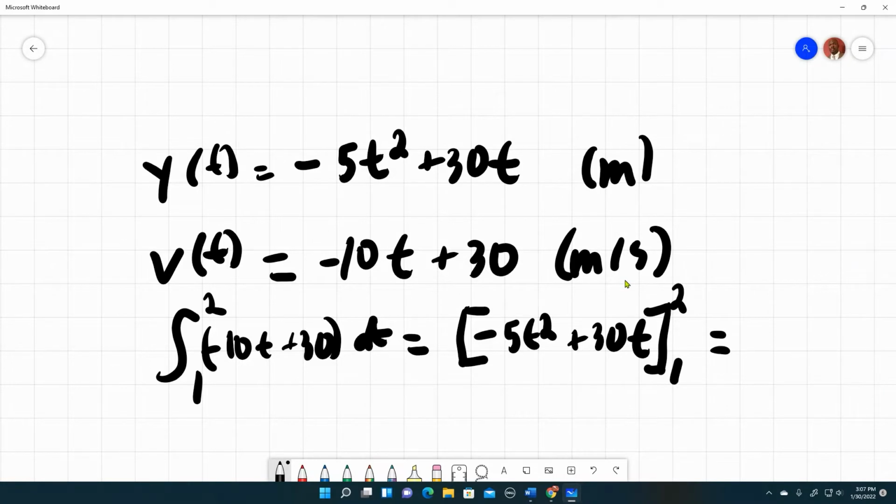So let's see what happens when we plug in 2. That's 4 times negative 5, that's negative 20. And then 2 times 30 is 60, negative 20 and 60 is 40, minus, and if I plug in 1, that'll be just negative 5 and 30, 25. So we get 15. All right, so actually the distance and displacement traveled in this case is 15.